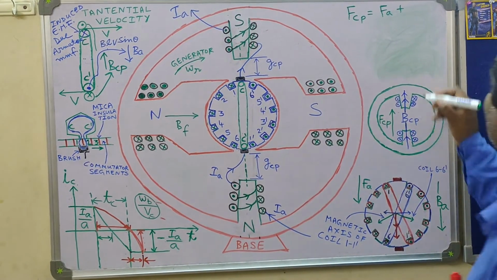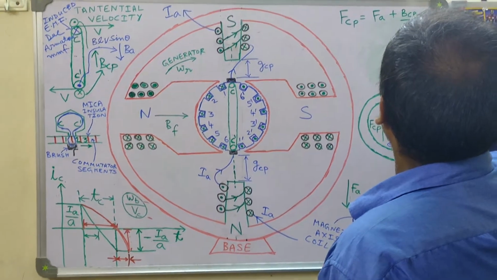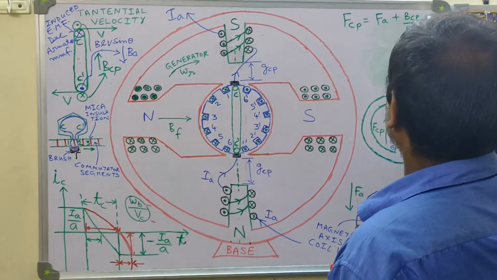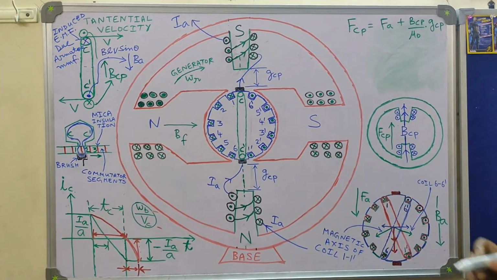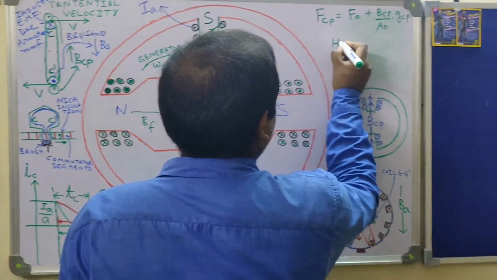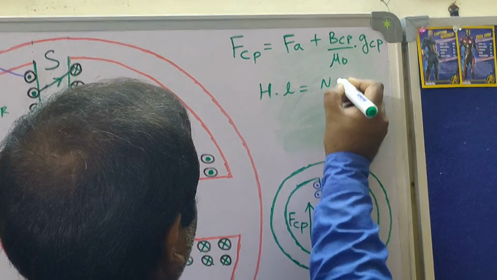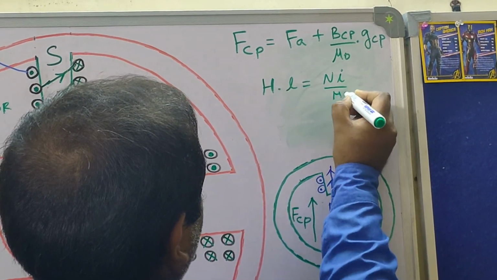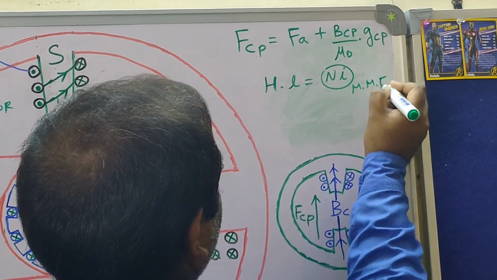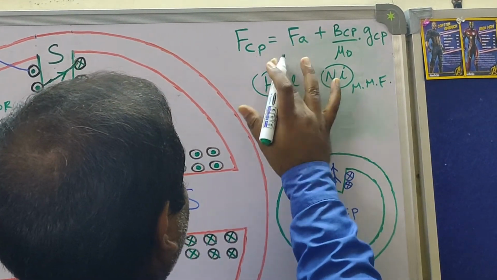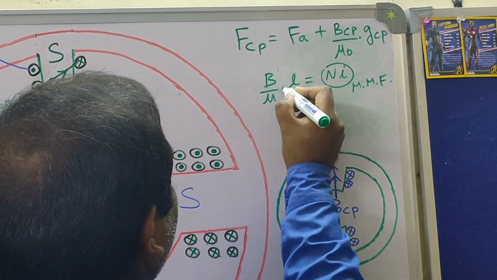So you can write BCP divided by mu 0 into GCP is the MMF required. Because you are aware of this formula: H into L equals Ni. What is Ni? Ni is the magnetomotive force, MMF. What is H? H is the magnetic field intensity, and H can be written as B by mu 0. What is L? Length of the magnetic path.